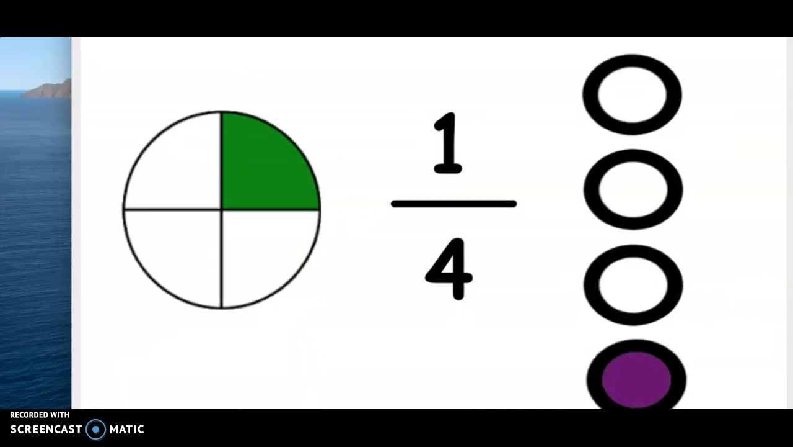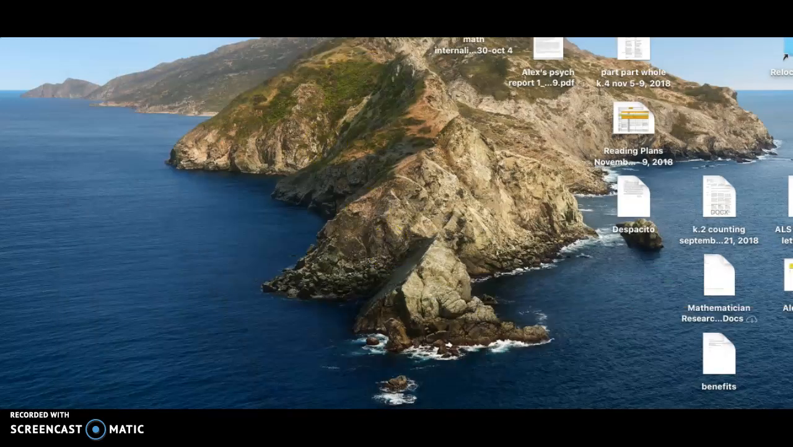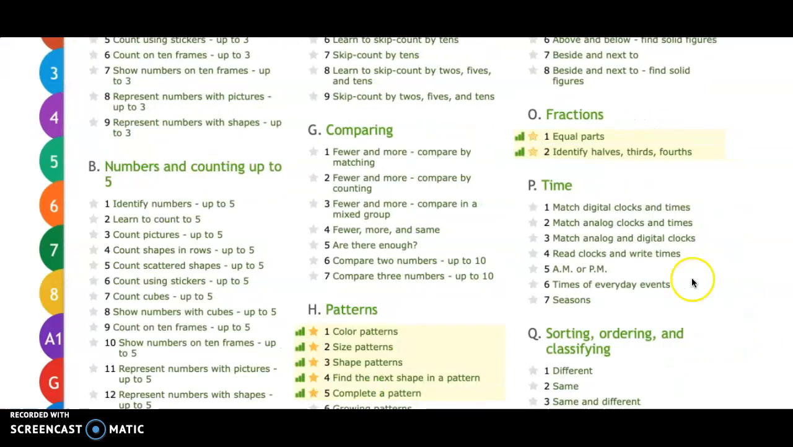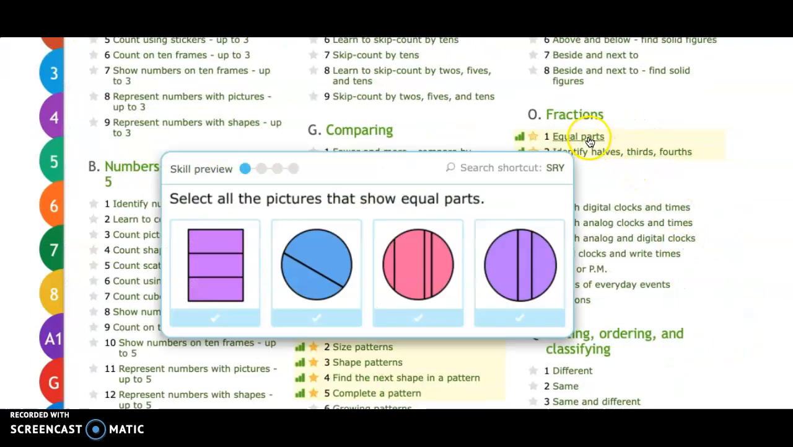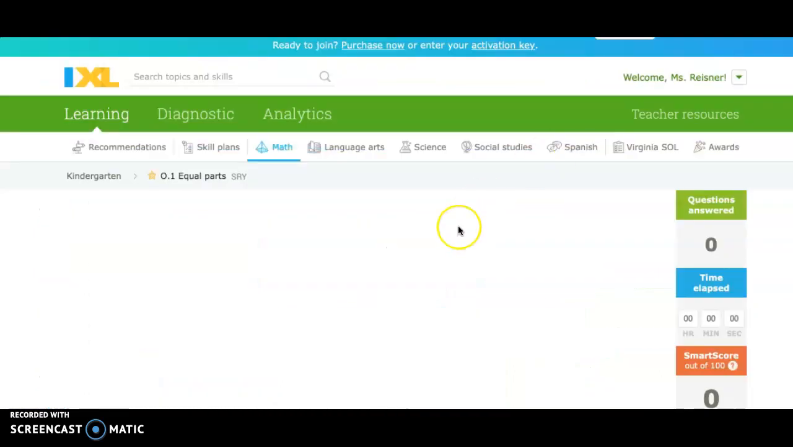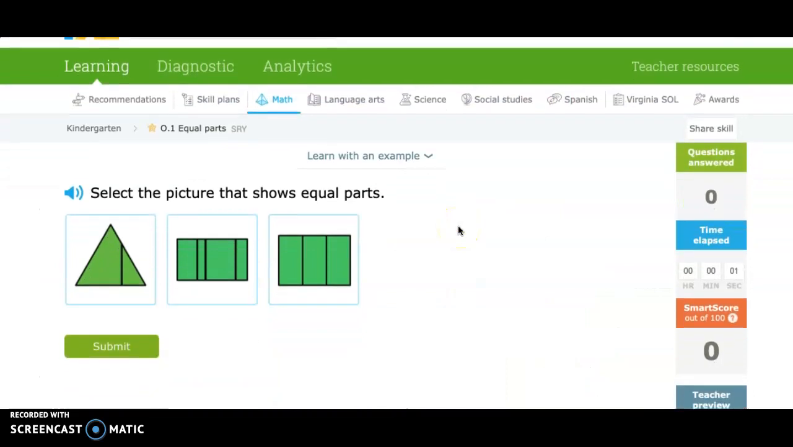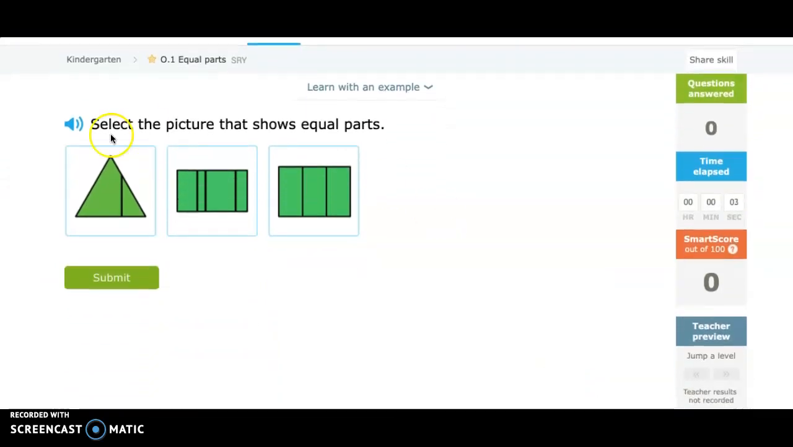All right, give me a second while I switch up my screen. We're going to do some problems together on IXL. All right. We're going to start with a couple review. Now, you should be able to hear my screen. See this little button over here that tells me what the directions say. Select the picture that shows equal parts. Okay, so which one shows equal parts?